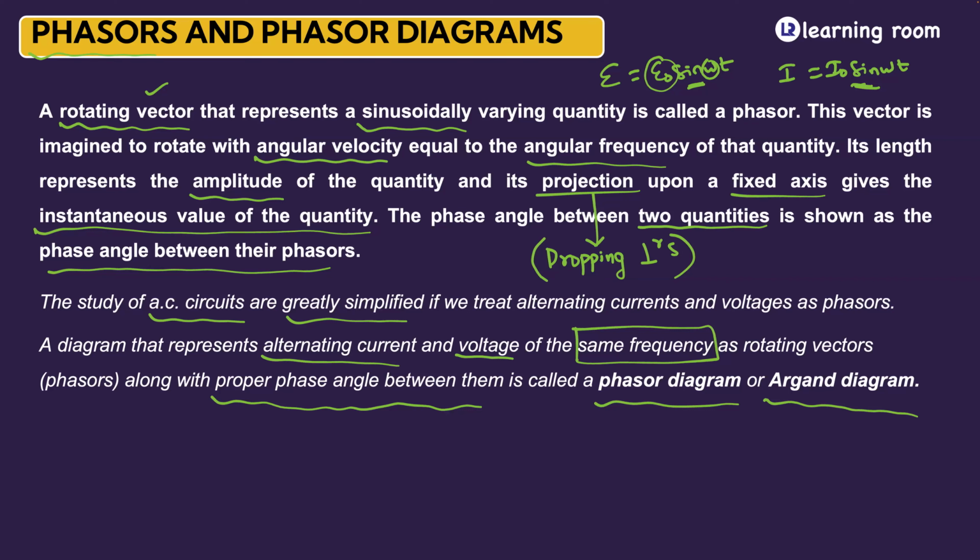So what do you mean by sinusoidal waves? Function of sine and cos. So any parameter written in terms of sine or cos is what is called a sinusoidal function. So it is a rotating vector that represents a sinusoidally varying quantity. That's what is called a phasor. And there is something called a phasor diagram. So what is a phasor diagram?